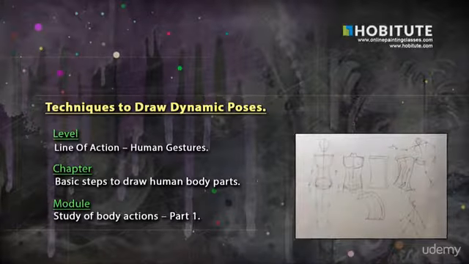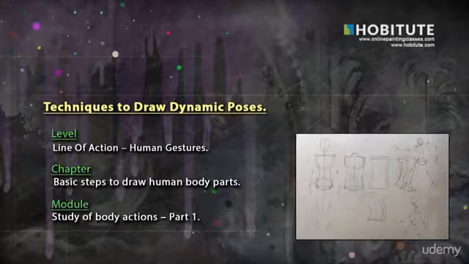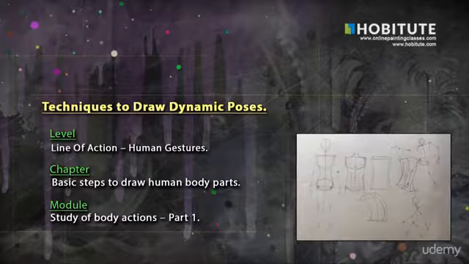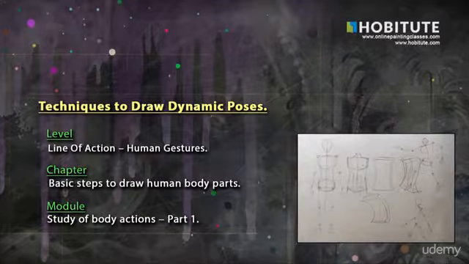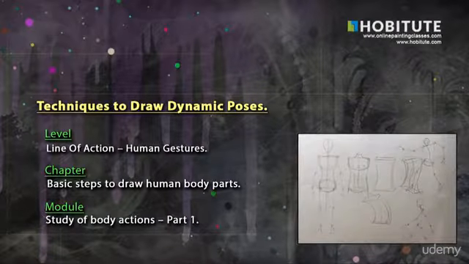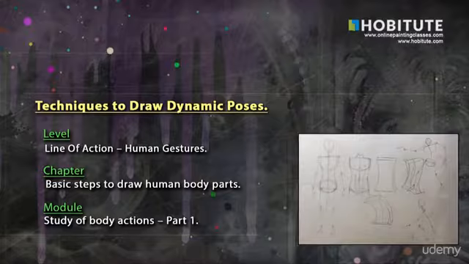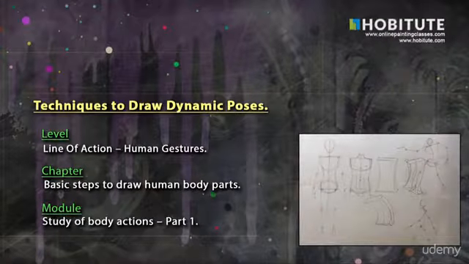Course: Techniques to draw dynamic poses. Level: Line of action, human gestures. Chapter: Basic steps to draw human body parts. Module: Study of body actions, Part 1.